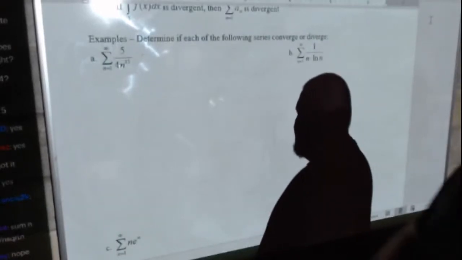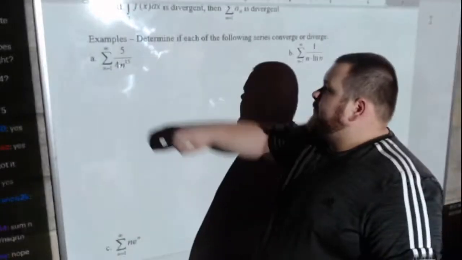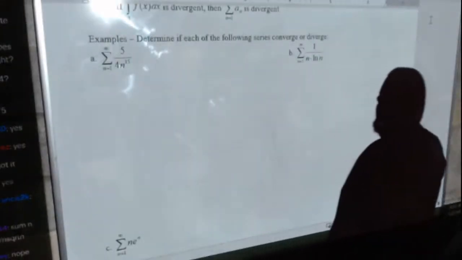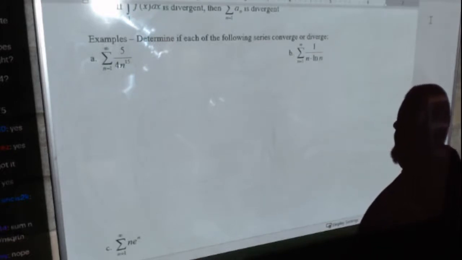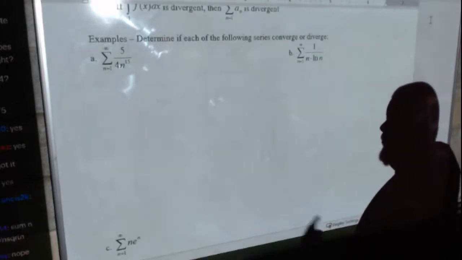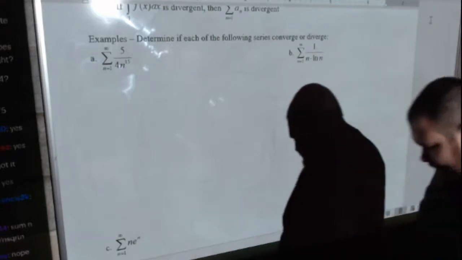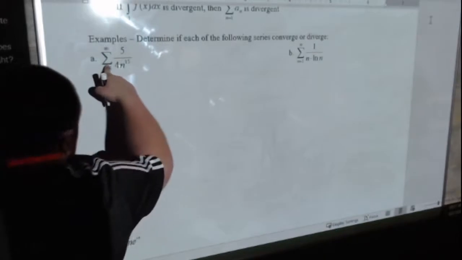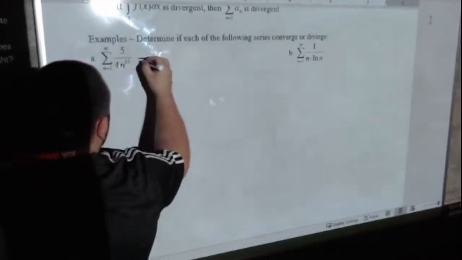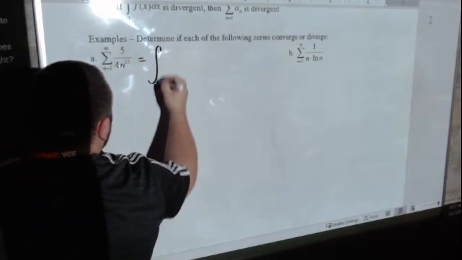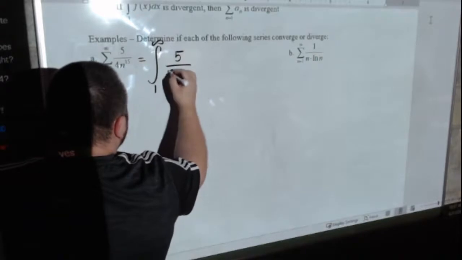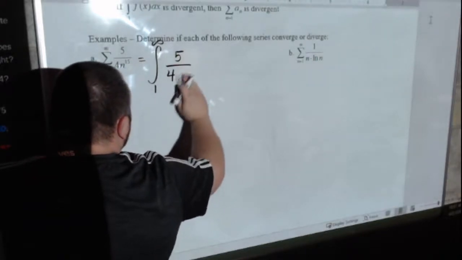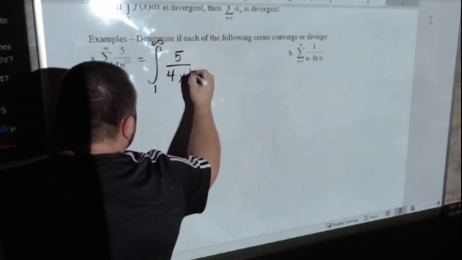So we just got done doing this one, the 5 over 4 n to the 15. And that was a P series, which we showed to be convergent. So let's now use the integral test to prove that it also works. So again, I can take my sum, translate it into an integral, and plug exactly a sub n in there, but instead of n, switch to x.